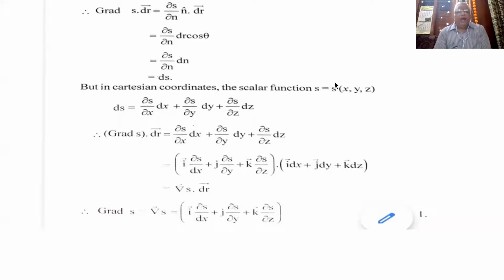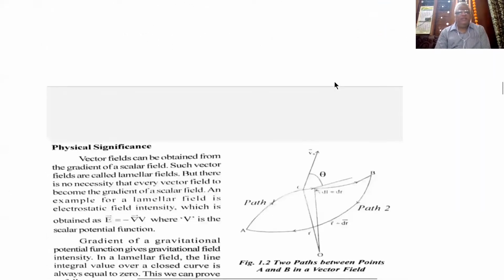radius vector. I dou by dou x plus j dou by dou y plus k dou by dou z, bracket close, dot I dx plus j dy plus k dz is nothing but del s dot dr. Therefore, grad s is nothing but I dou s by dou x plus j dou s by dou y plus k dou s by dou z.